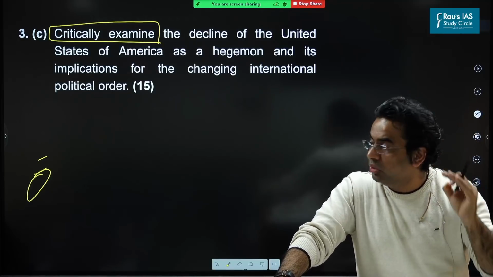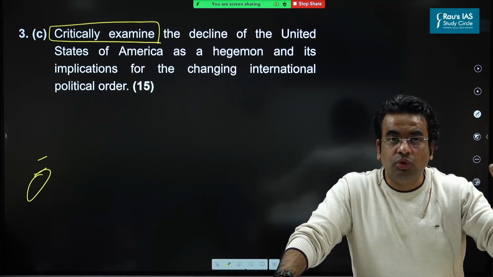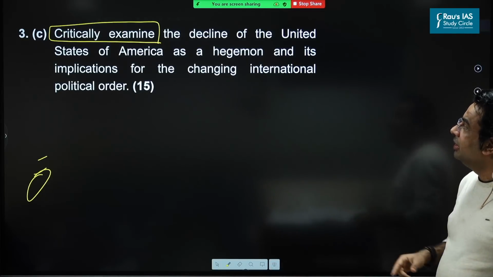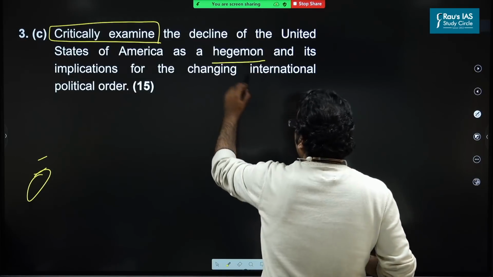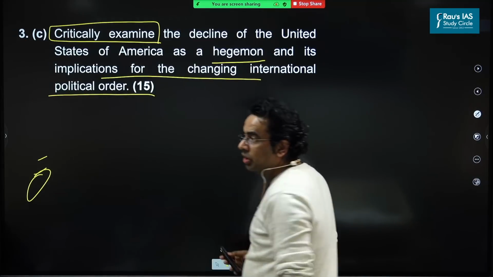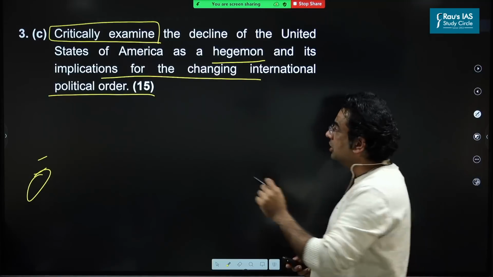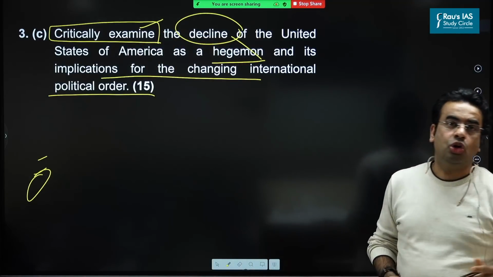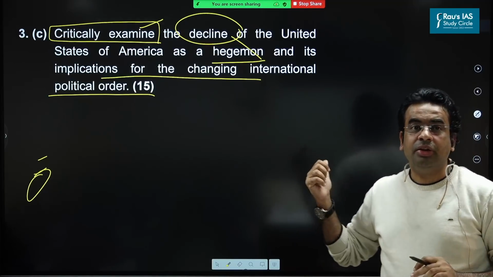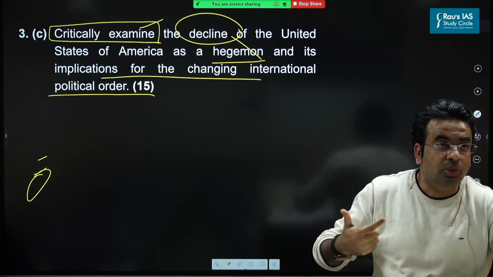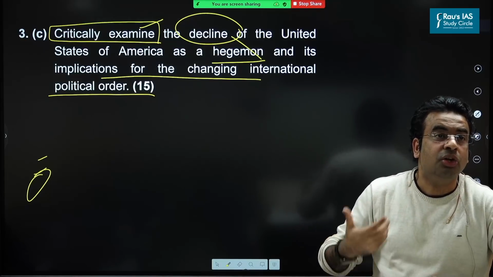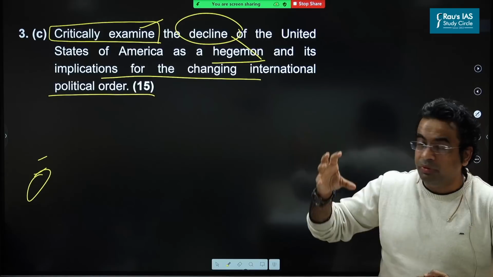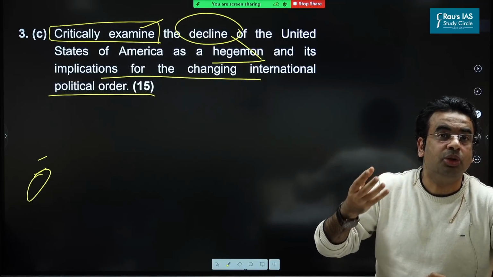then you have to substantiate your answer with those points which will justify, yes, US hegemony has declined. Here it is critically examine the decline of US as a hegemon and its implications for the changing international political order. So here the question is critically examine. Now the thing is whether the hegemony of the US has declined or not. This is a conceptual question. You should have a good understanding of world politics. You understand various dimensions, and everything should come to your mind in those 6-7 minutes, where you will be able to substantiate your answers with those points.